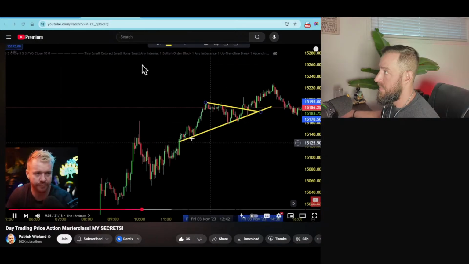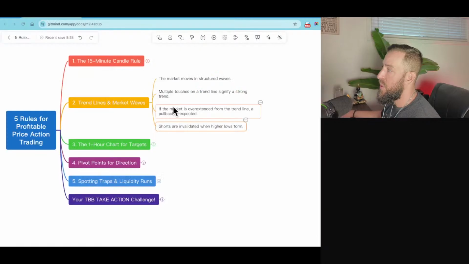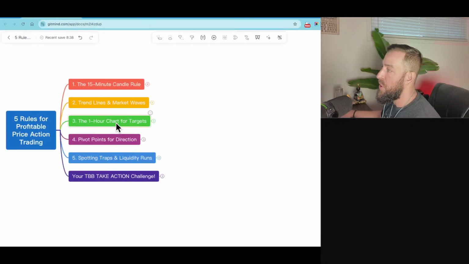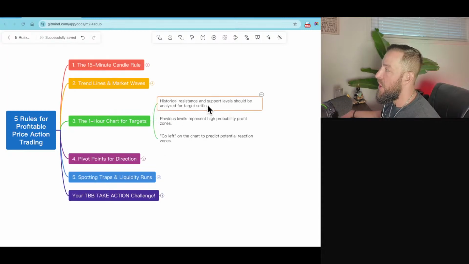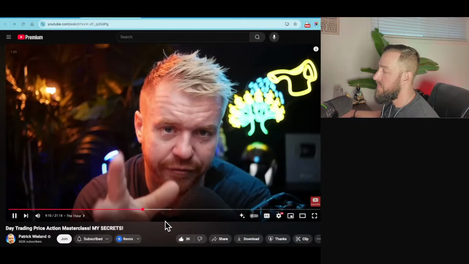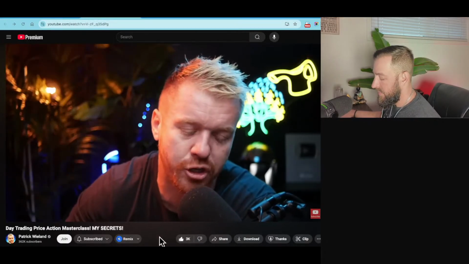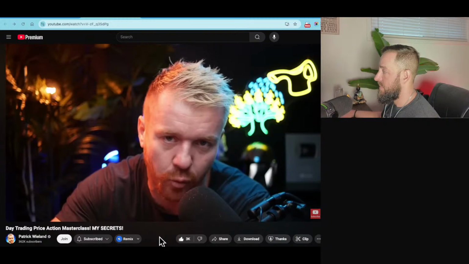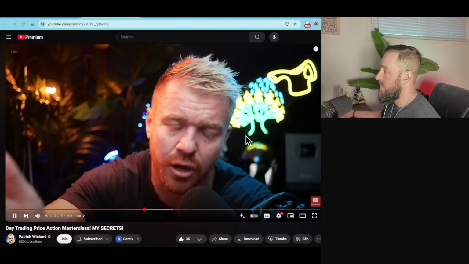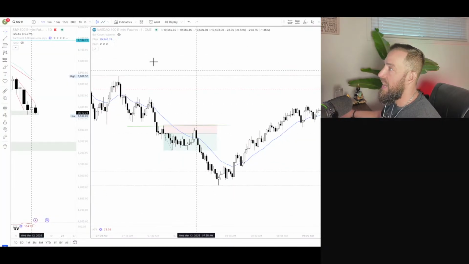The third concept. All right, so we got rule number 1, rule number 2. Let's go to rule number 3, the 1-hour chart for targets, starting with historical support and resistance levels. I want you to focus here on the 1-hour chart to find where your targets are. Where is the next area of resistance? And this time we'll do it right as we go along here, okay?